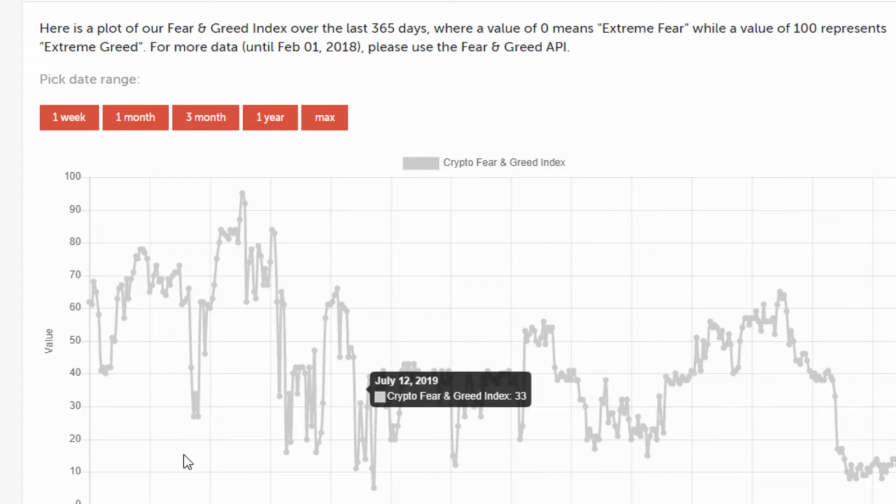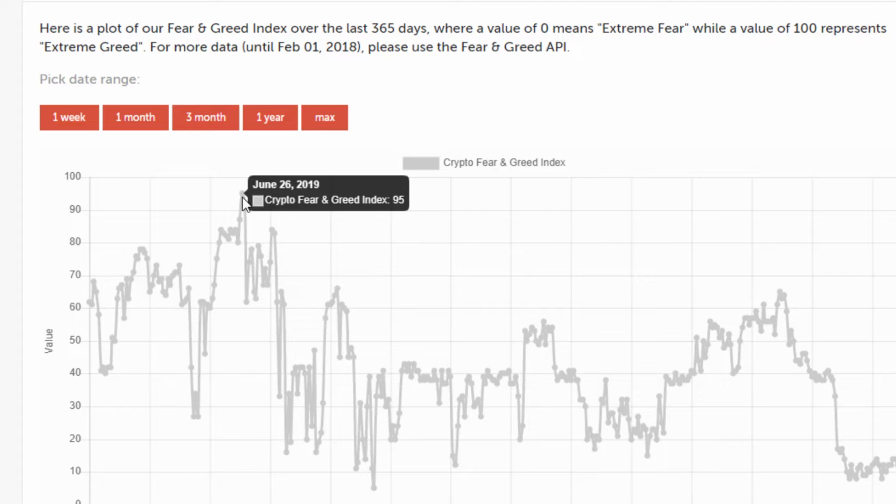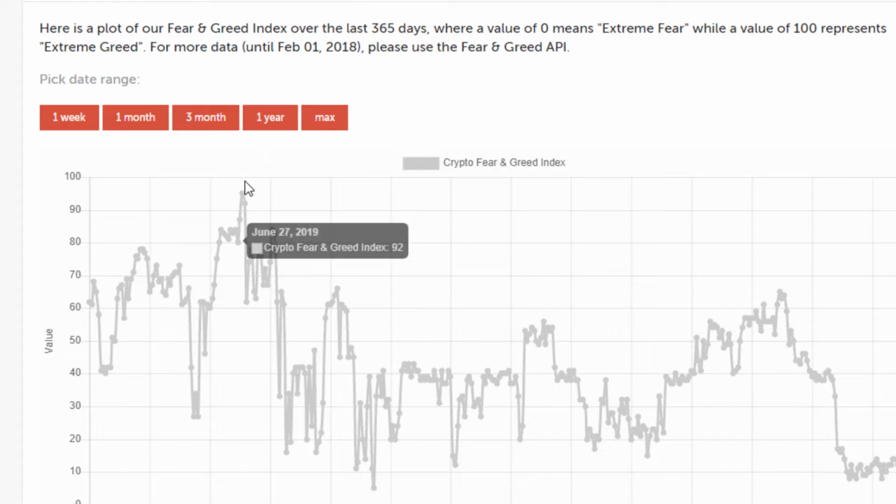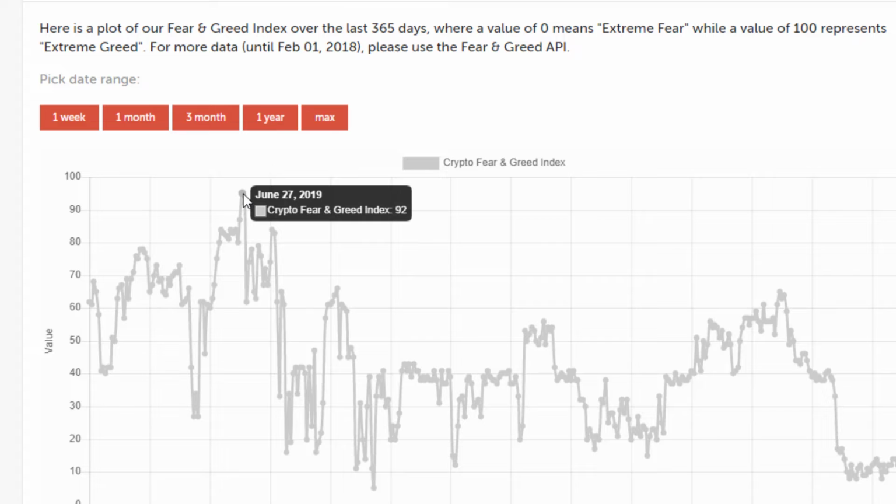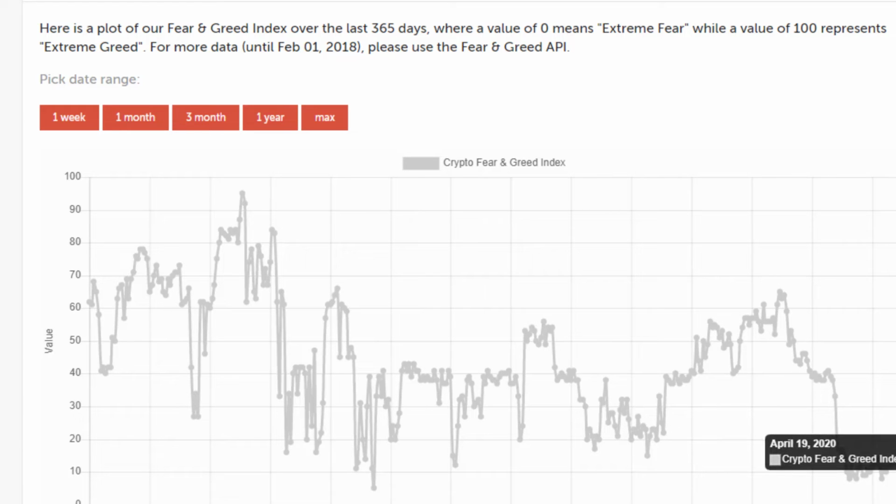And as you can see here, 100 being the greed. So I'm looking historically here. This is the history of crypto fear and greed over time. So historically we had a high here on June 27th 2019, and I remember that's when I think the price of Bitcoin saw a massive rally up to £14,000. So there was a greed index of 92, as opposed to where we sit today. On April 19th we've got a fear index reading of 16.